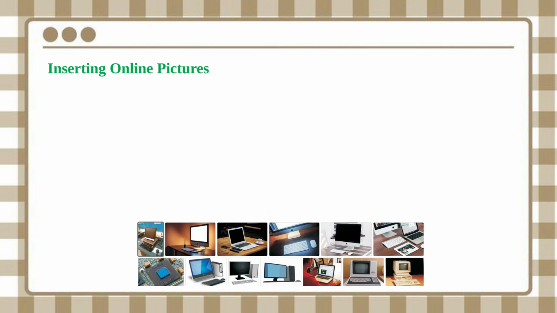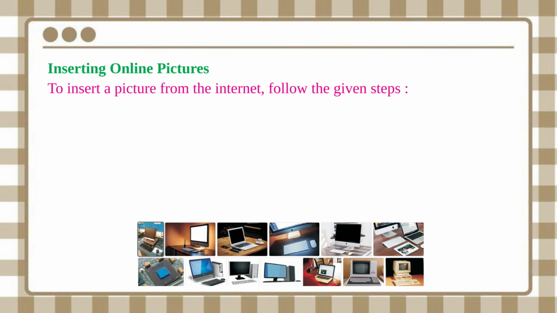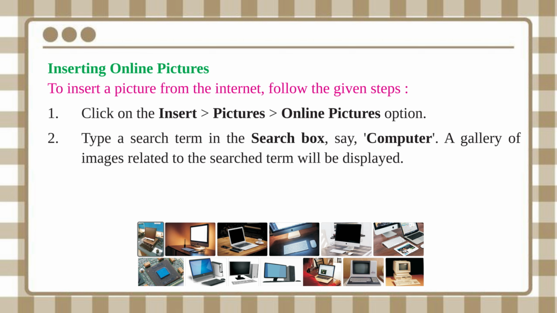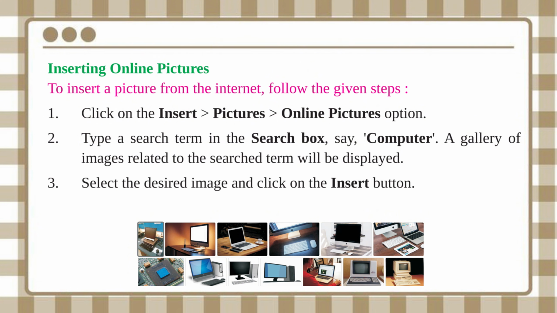Inserting online pictures. To insert a picture from the internet, follow the given steps. 1. Click on the Insert, then Pictures, then Online Pictures option. 2. Type a search term in the search box, say, computer. A gallery of images related to the search term will be displayed. 3. Select the desired image and click on the Insert button. 4. The image will appear on the selected slide.